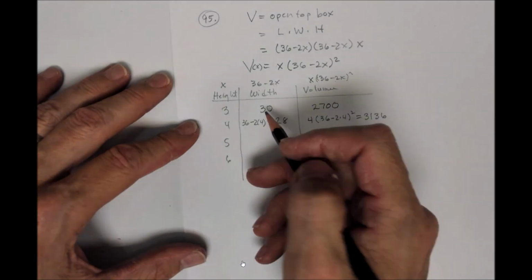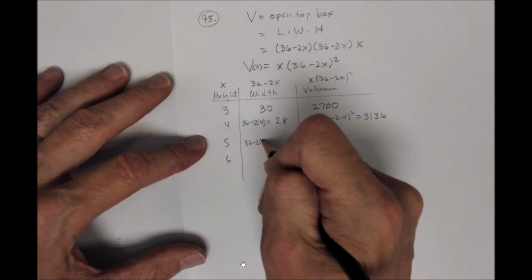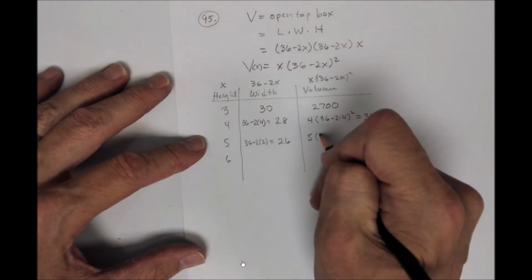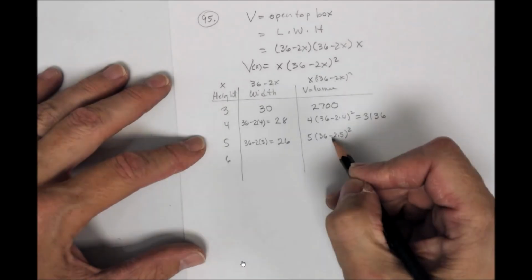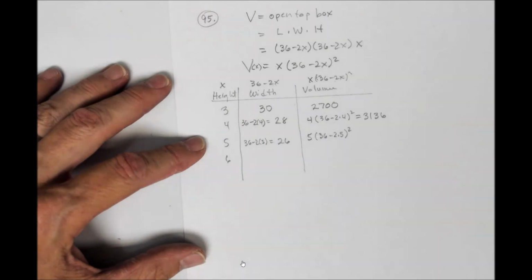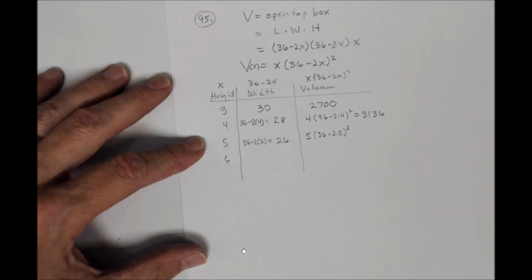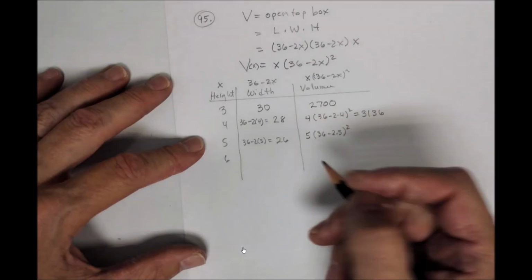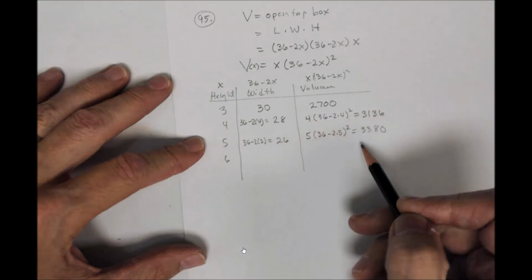Now I try 5. If I put 5 in for the height, this would be 36 minus 2 times 5. That'd be 36 minus 10. That's 26. So this would be 5 times 36 minus 2 times 5 squared. So that's 26 squared, which I believe is 626? No, not even close. 676. Yikes. Times 5. 3380. So it looks like the bigger my height, the bigger my volume.